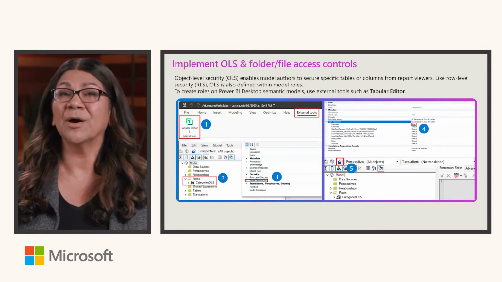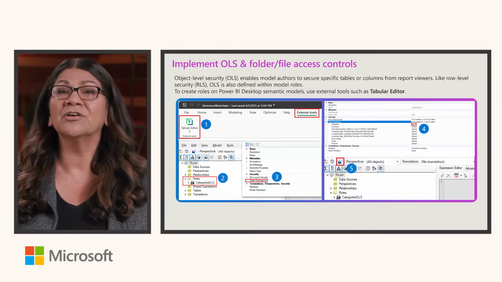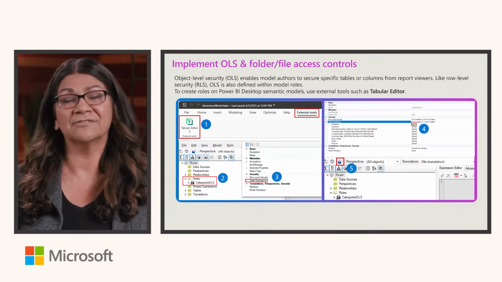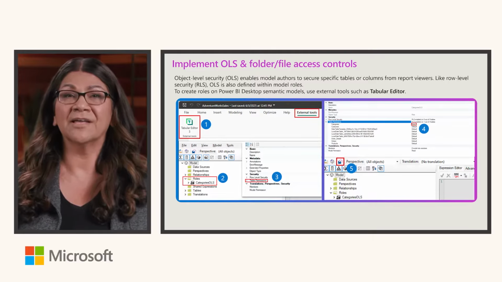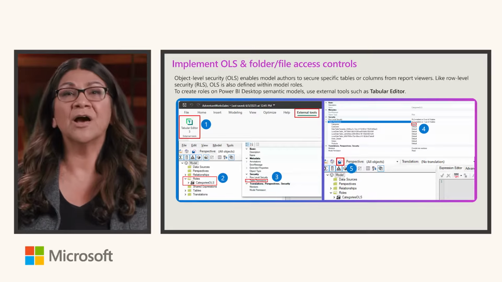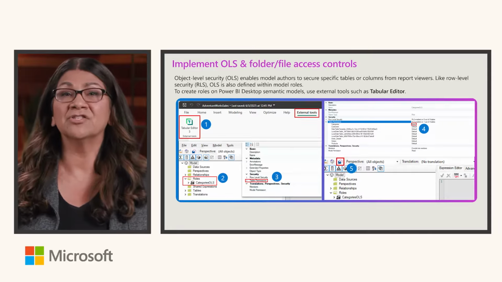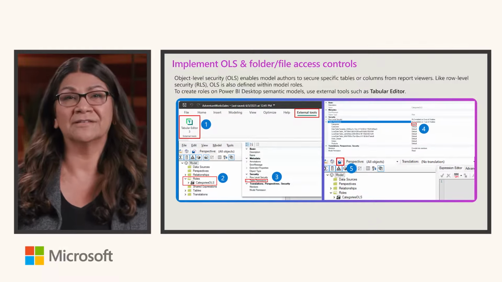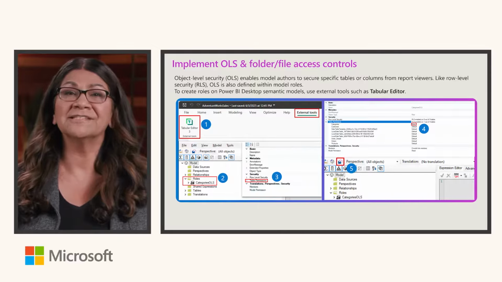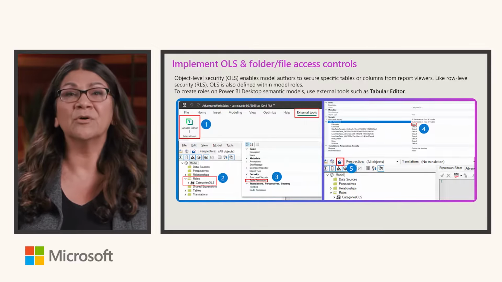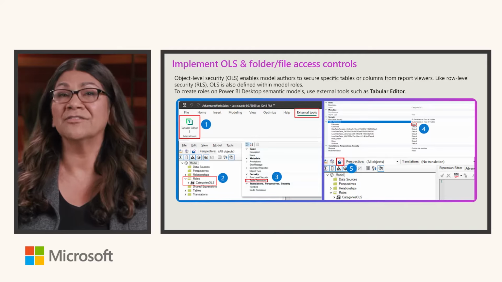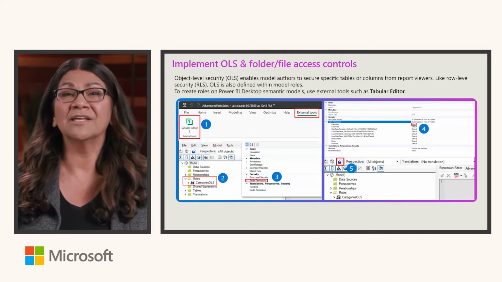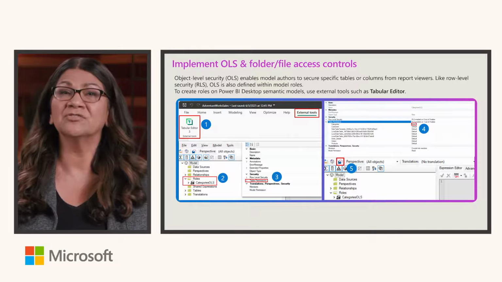Object-level security lets model authors restrict access to entire tables or columns, so only authorized viewers can see sensitive data. Unauthorized users won't see those elements at all. In Power BI Desktop, OLS is set up using external tools like Tabular Editor. OneLake Security uses inherited permissions. Granting access to a folder automatically applies to all its files and subfolders, making management easier and data protection stronger.